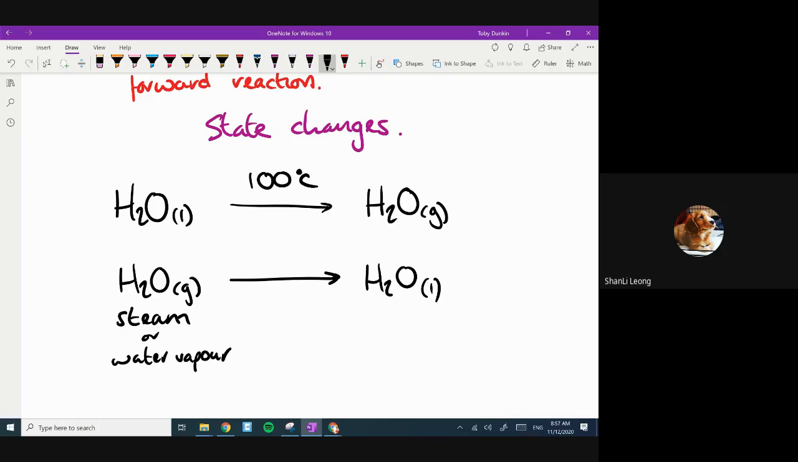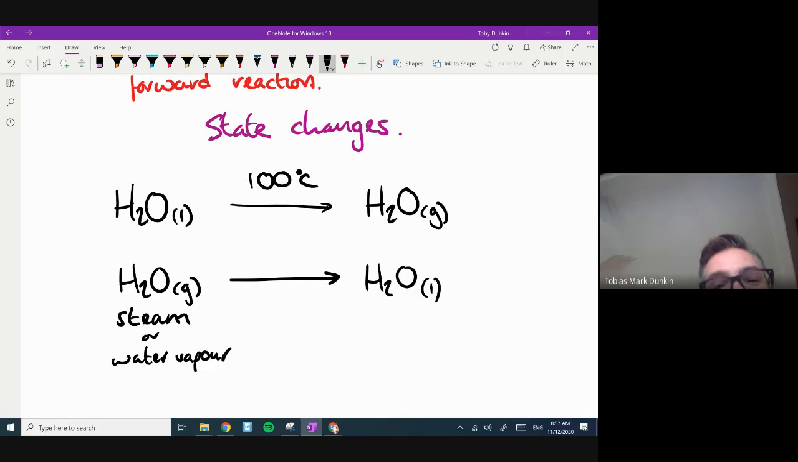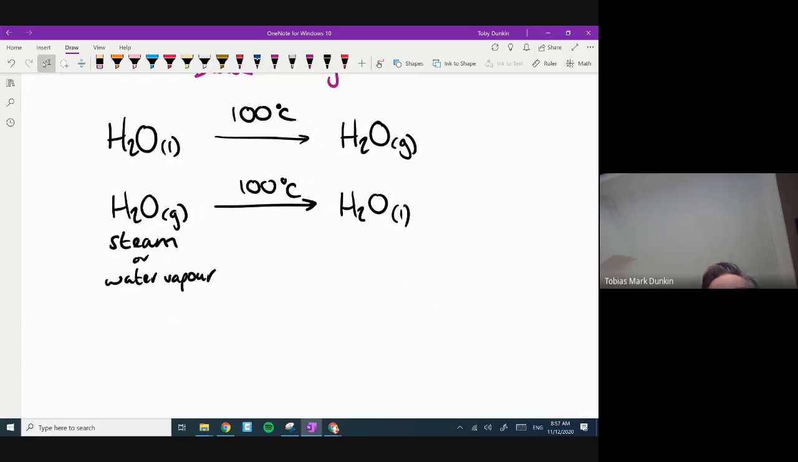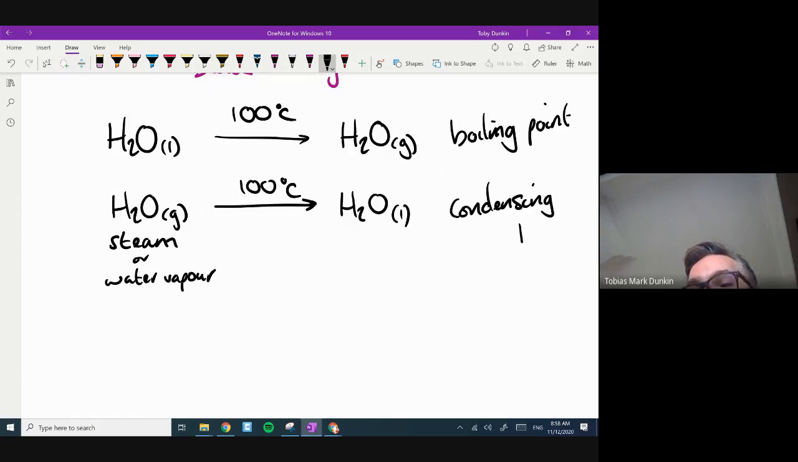Isn't it just 100 degrees? Is the right answer. So what we actually realize is that when you go through a state change, the boiling point is the same as the condensing point.